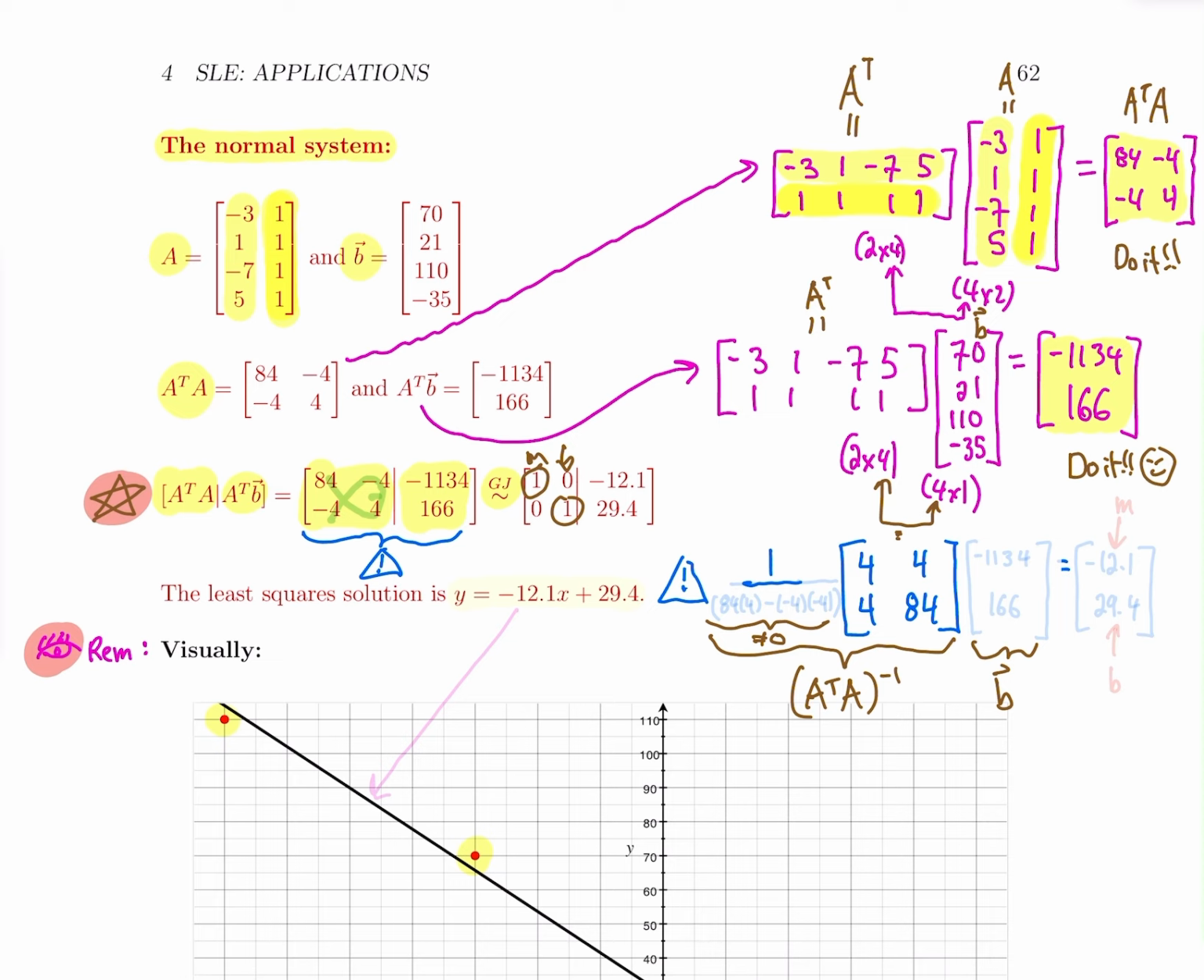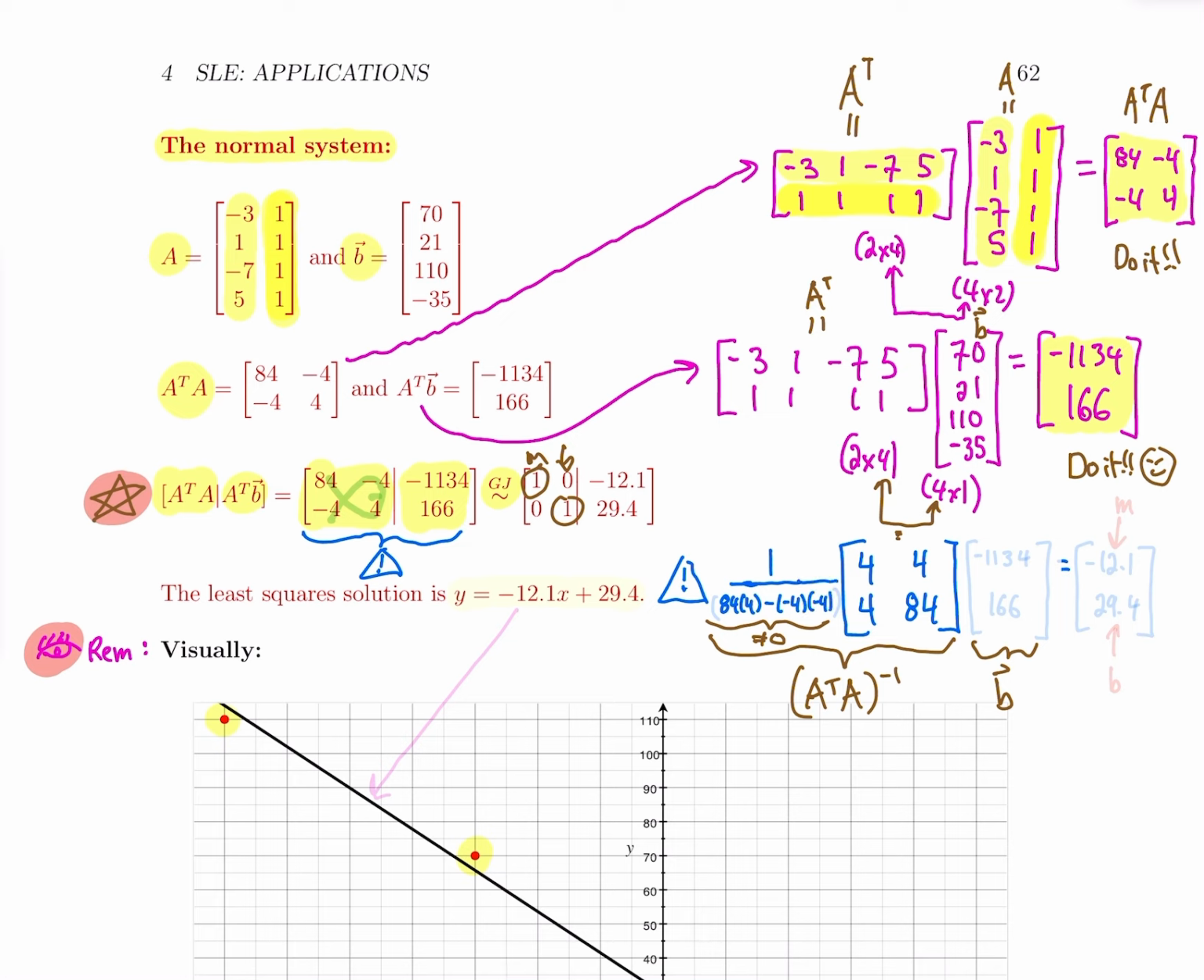So 84 times 4. Let me just write this determinant a bit here. Anyway, so 84 times 4 minus 4 times minus 4. Not doing the computation here. I'm just showing you one way to do it for yourself.